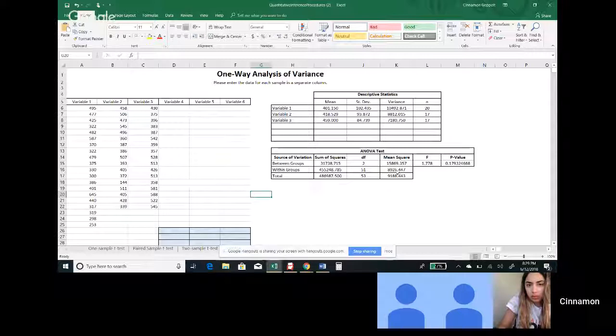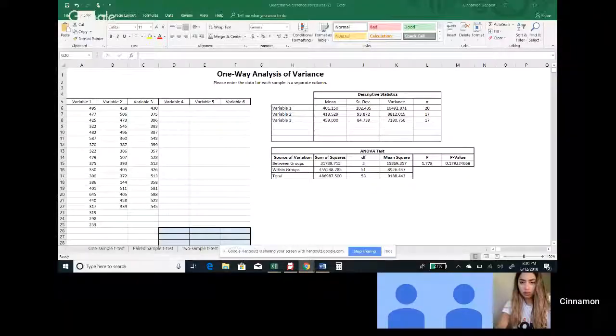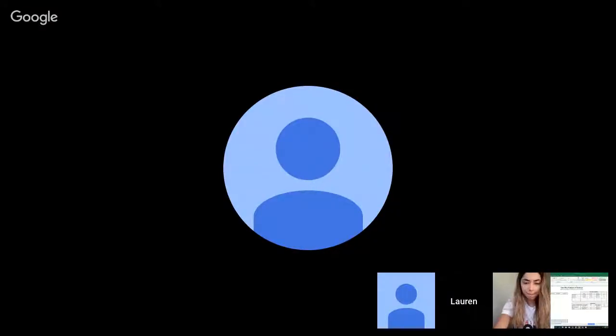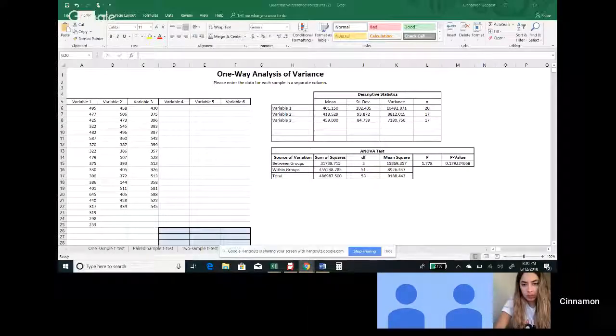Okay, so did you guys get a p-value of 0.179? I did, yes. 0.1793. Yeah, so it's around 0.179. Yeah, I think that too. Okay, what conclusion can you draw about the mean sodium levels of the 3 types of hot dogs?